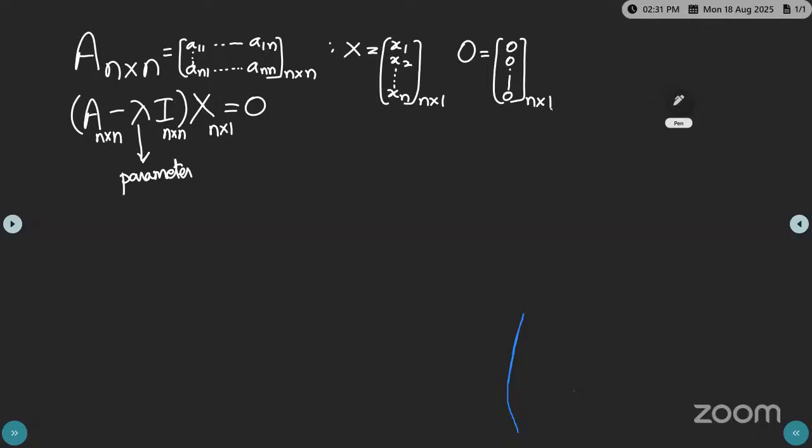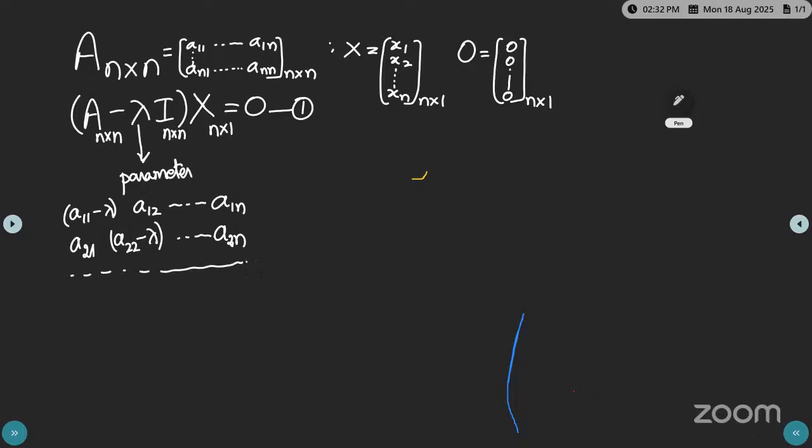Now here, as it represents a system of homogeneous linear equations, this is of the form: a11 minus lambda, a12, and so on, a1n, a21, a22 minus lambda, and so on, a2n, and so on, continuing till an1, an2, and so on, ann minus lambda.